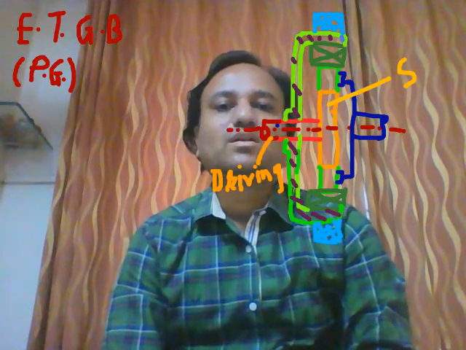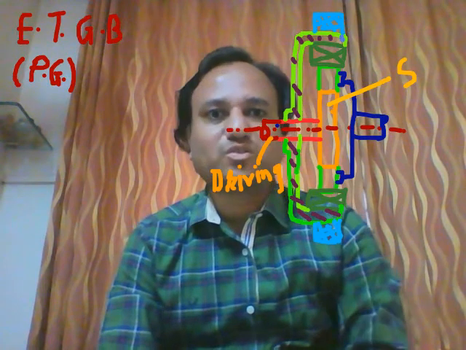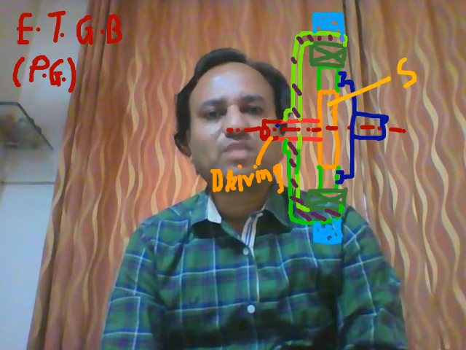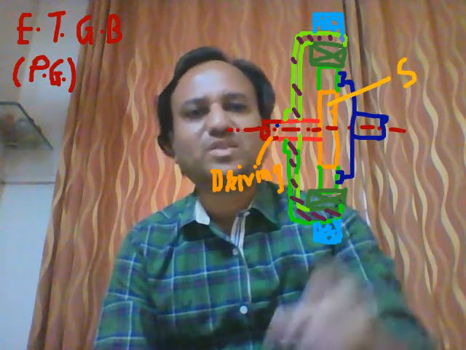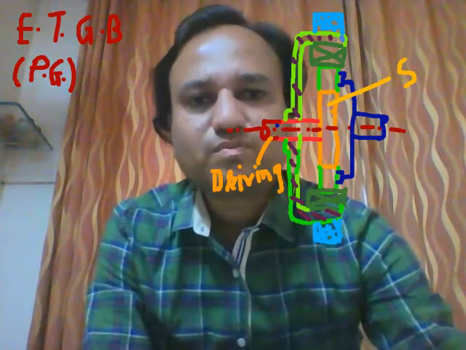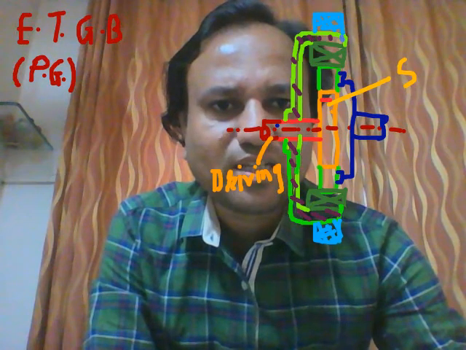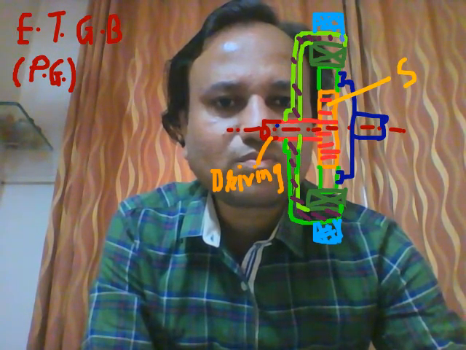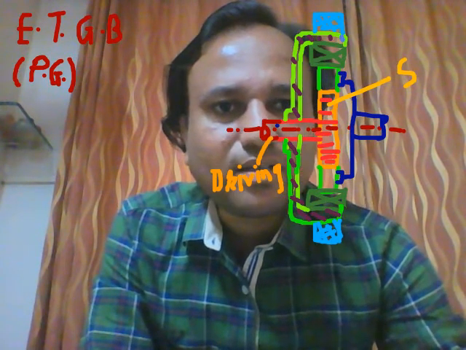As the name epicyclic train type of gearbox suggests, a pair of epicyclic gear trains are used. I am discussing a gearbox having only a single stage, so I have considered one set of epicyclic gear train. The driving shaft is connected to the sun gear. This is the sun gear.